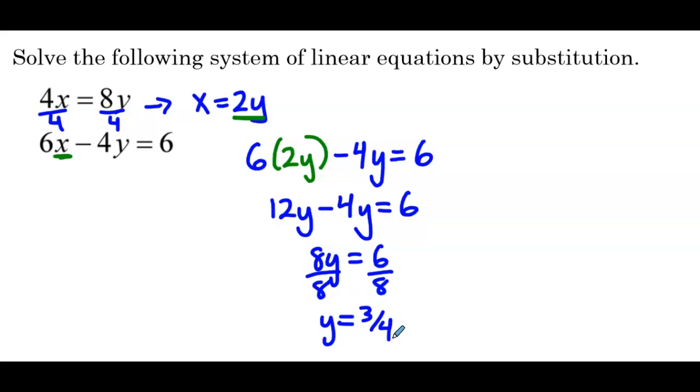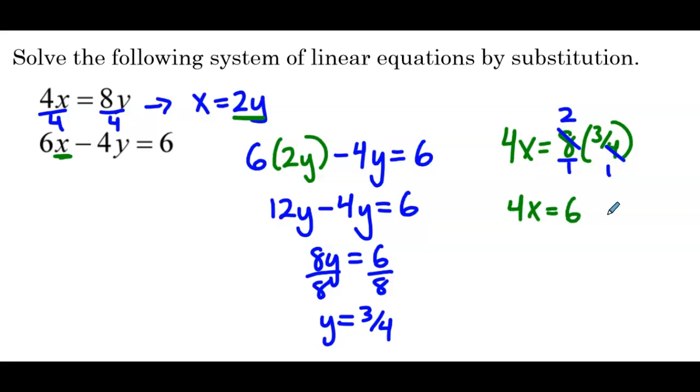So we'll take this and substitute it in for y in one of the two equations. Again, I think the easier choice is the first equation. So we'd have 4x equals 8 times 3/4. So this is really 8 over 1. So simplifying 8 and 4, that would give us a 2. So we have 4x equals 6. Divide both sides by 4. x equals, in simplest terms, 3 over 2.